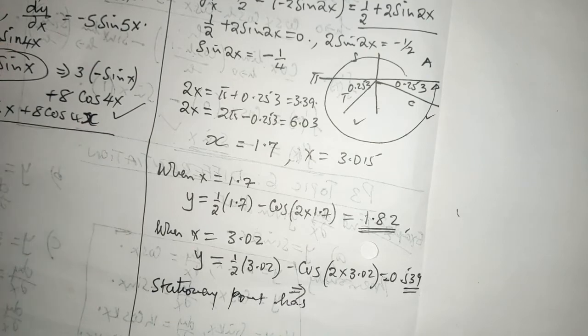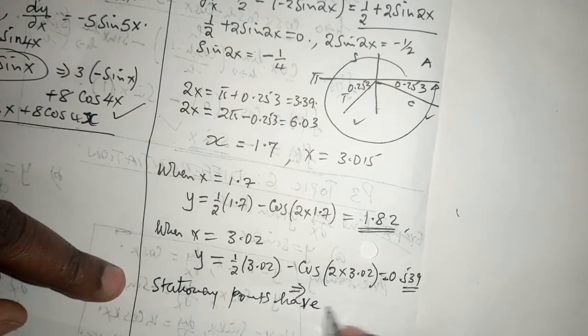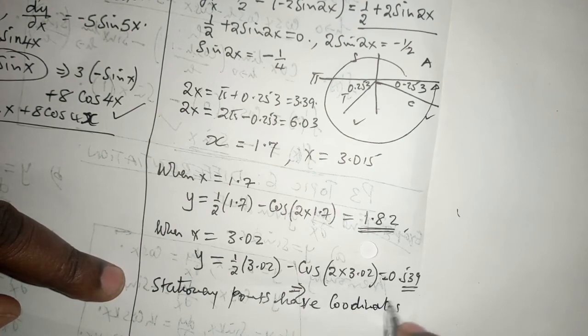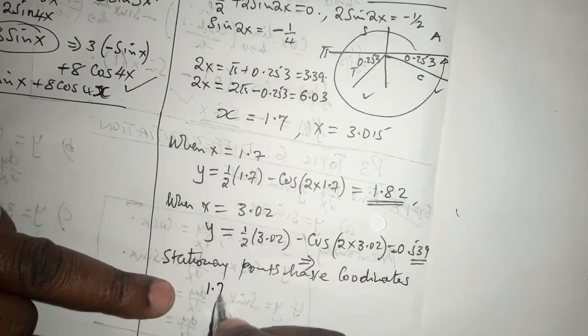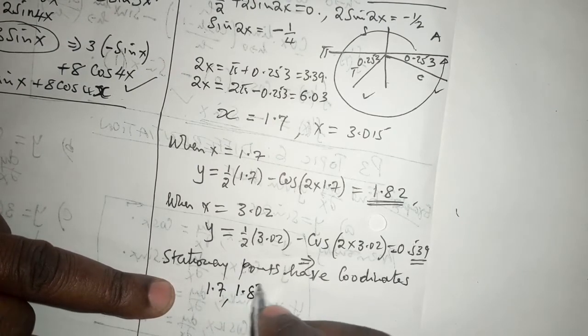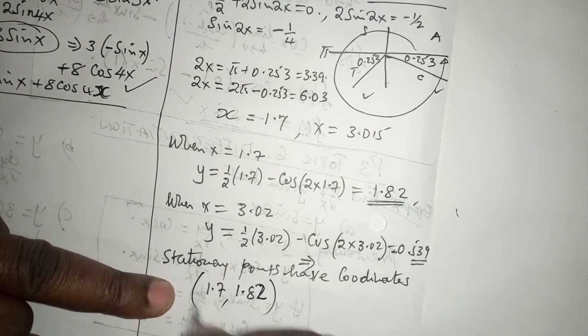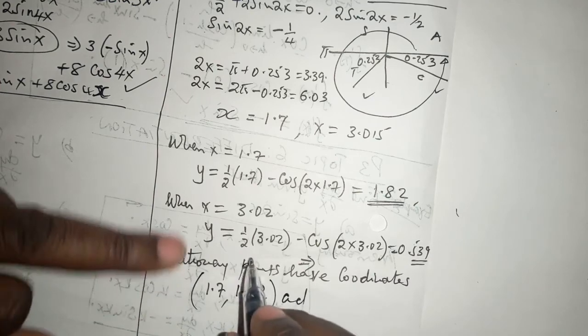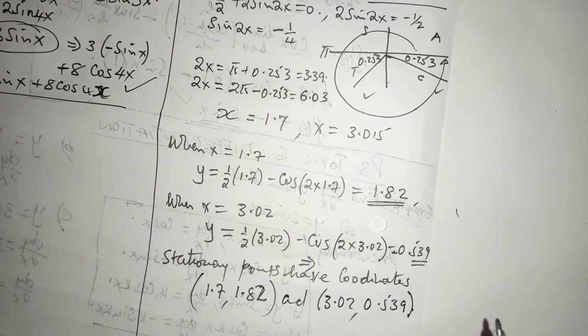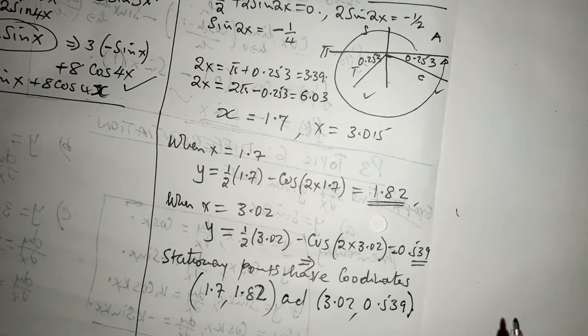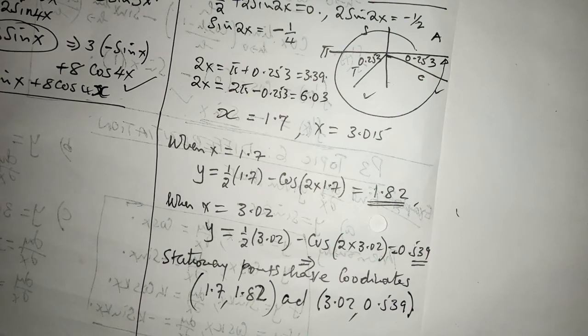So you will agree with me that the stationary points have coordinates, one given by (1.7, 1.82) and another one (3.02, 0.539), and those are the coordinates of the stationary points.